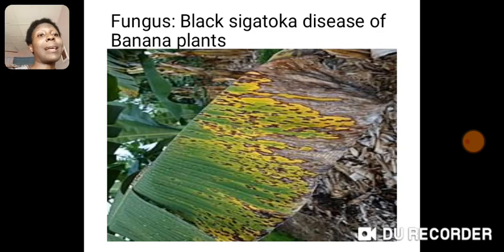So that is black sigatoka disease of banana plants or even of your plantain plants, affecting the leaves, causing the leaves not to be well formed, because a good one should be all green and fresh, but you can see the brownish yellowish spots and drying up by the edges. Some of them actually dry up and fall to the ground. So it's not just anything, it's a disease. A fungus has caused it. They are suffering.